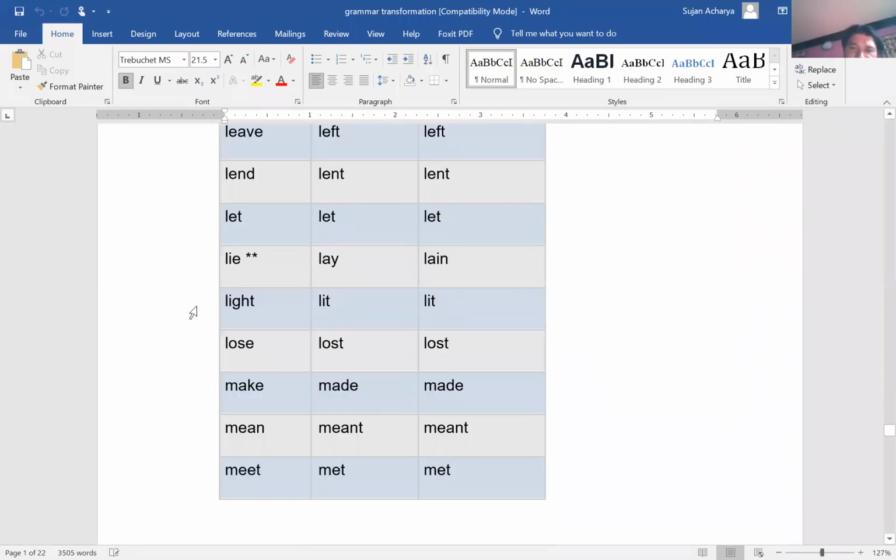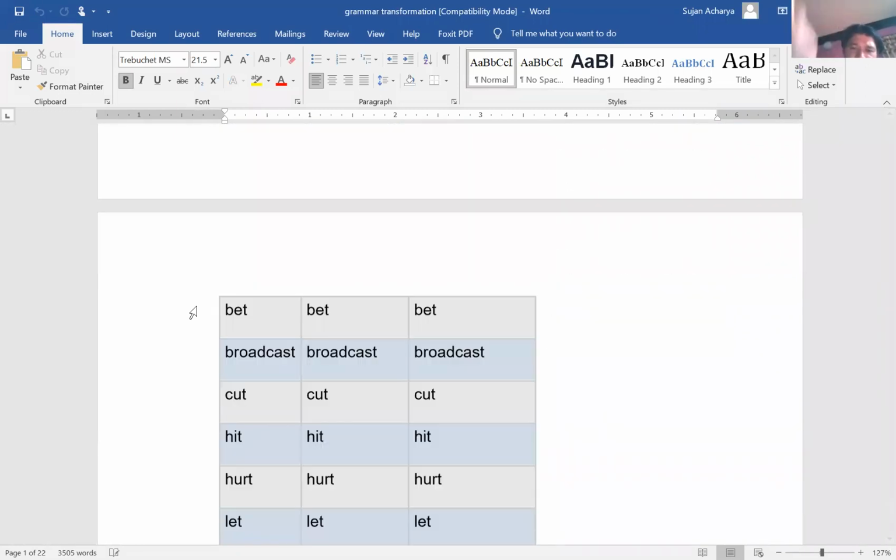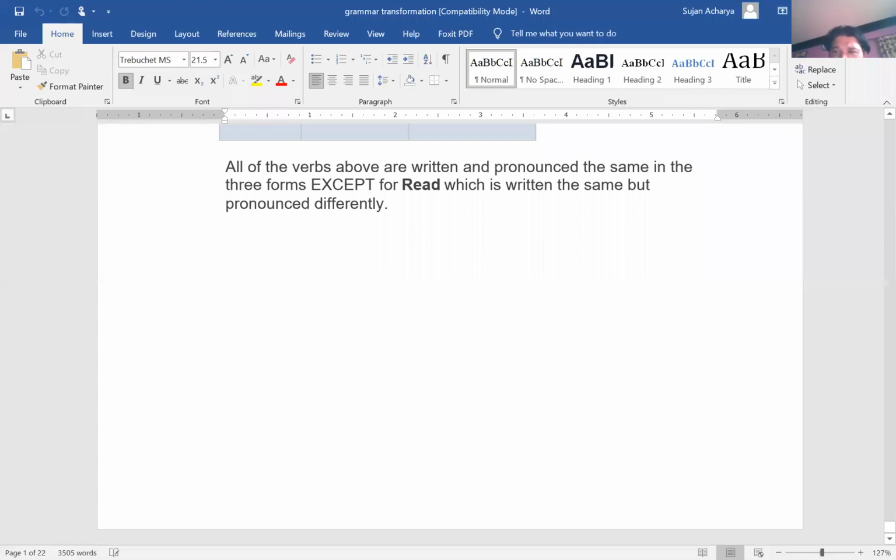And here are the lists of verbs as well that are very, very important. I've not been able to find it. I'll look for another file where there are some important questions left. Let me check where I have kept this.